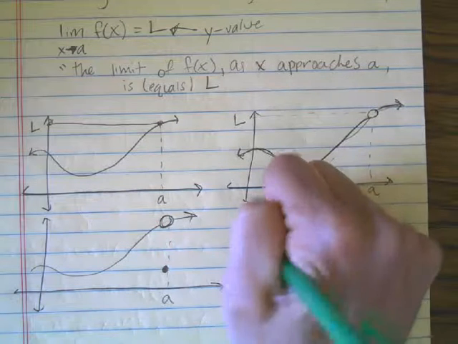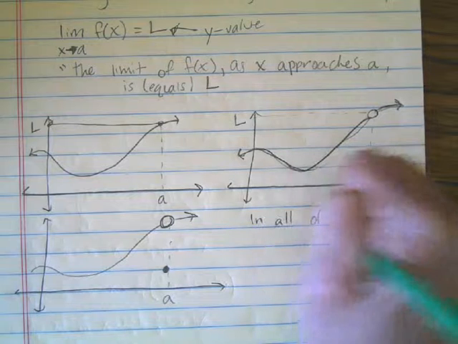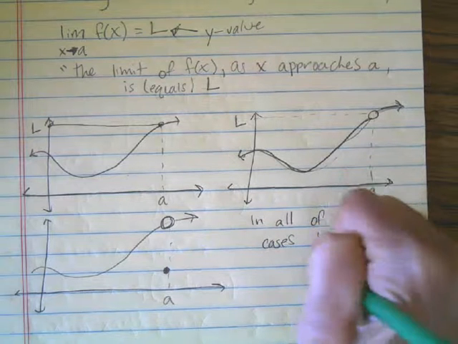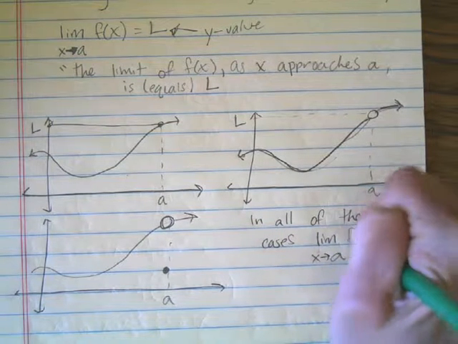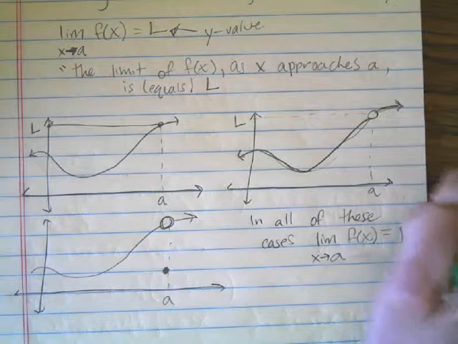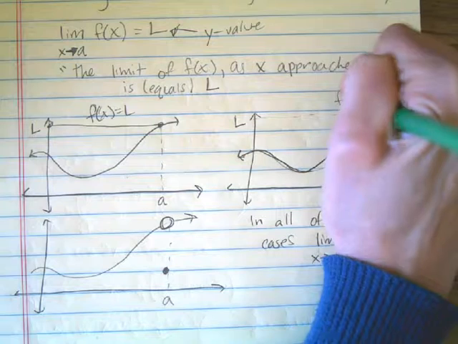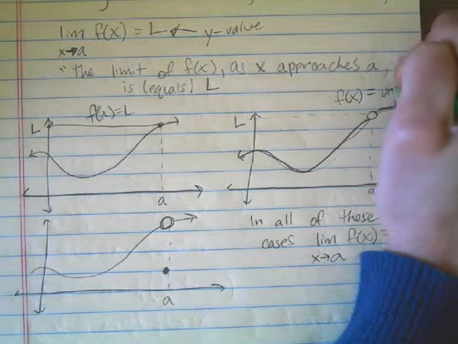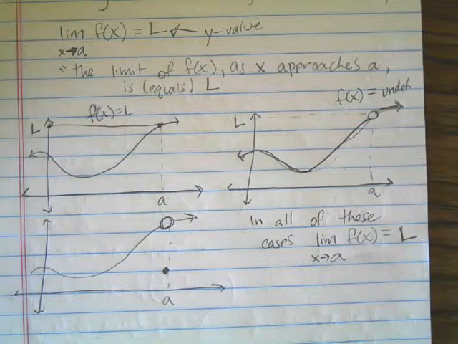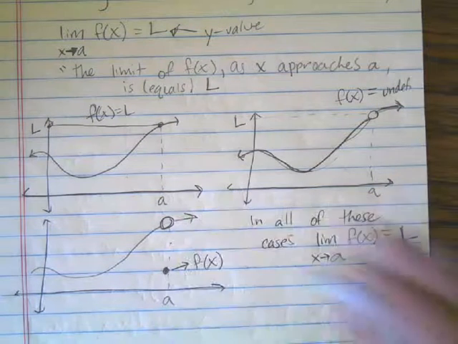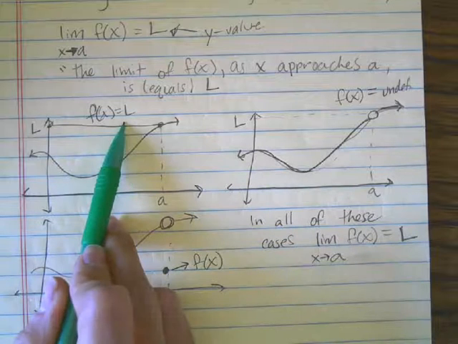So in all of these cases, the limit as x goes to a of the graph is L. Here, f of x equals L. And here, f of x is undefined because there's a hole there, and there's nowhere else that it is. Here, that point is f of x. So it's not necessarily where it's equal to, it is where you're going.